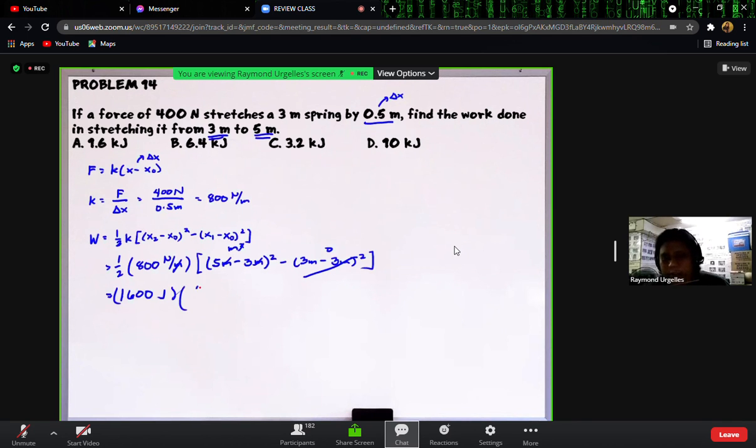So the meters cancel, giving newton meter or joules. Let's convert to kilojoules. We have 1 kilojoule for every 1,000 or 10 to the 3 joules. So just remember our direct formula here. So we have 1.6 kilojoules.